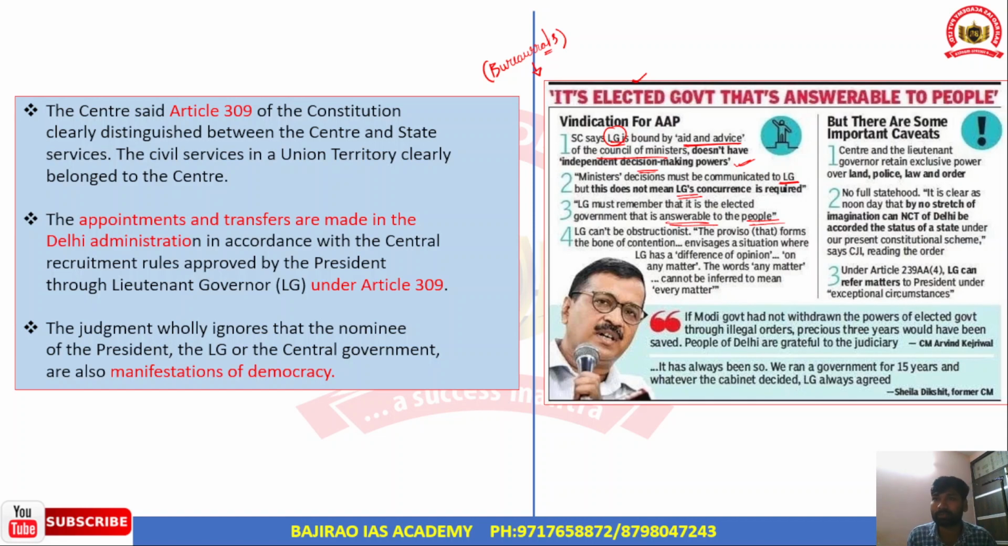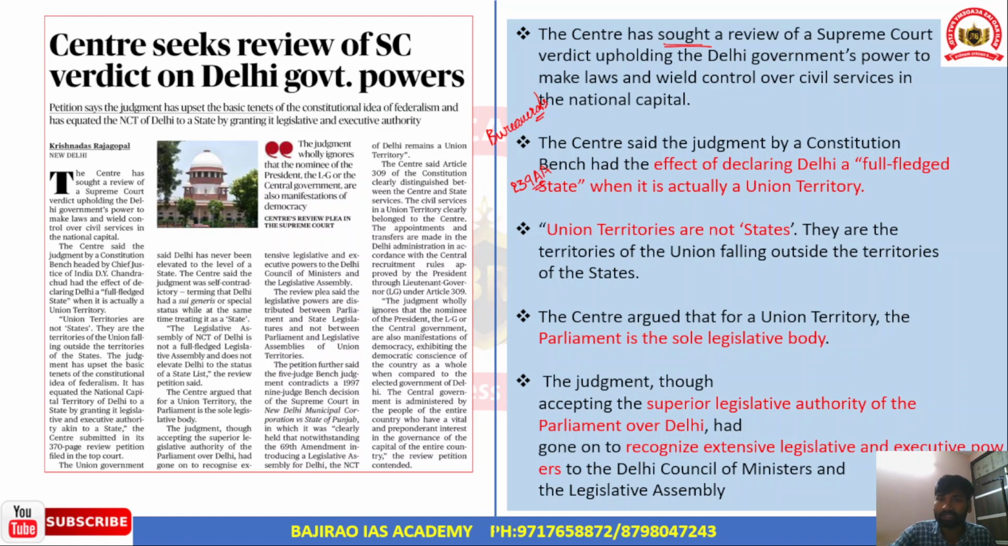So this is actually the previous judgment, about the tussle between the Lieutenant Governor and the Delhi government. But the recent Constitution Bench verdict was in favor of the Delhi government. It says that the bureaucrats will be under the control of the elected government in Delhi. Since they are an elected government, they also enjoy executive and legislative powers. And since the bureaucrats have to implement the policies of the Delhi government, the bureaucrats will be under the control of the Delhi government. Now, in order to challenge this judgment, the center has sought a review petition of this judgment.